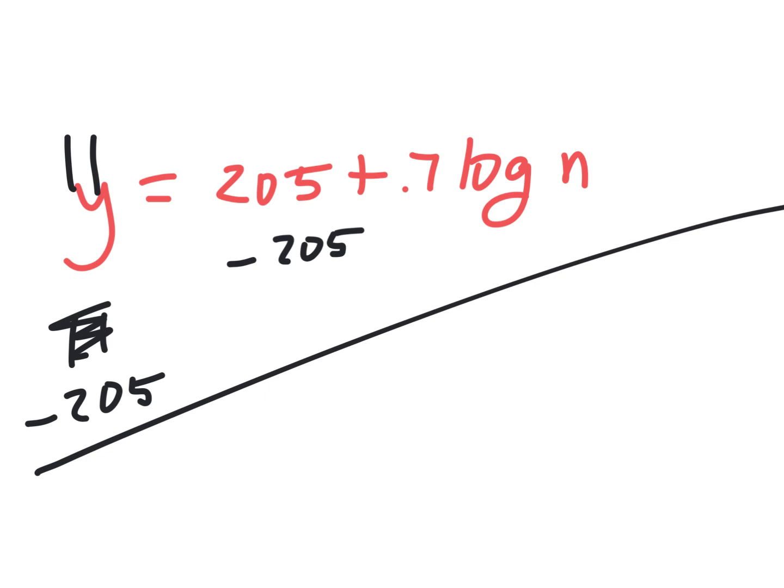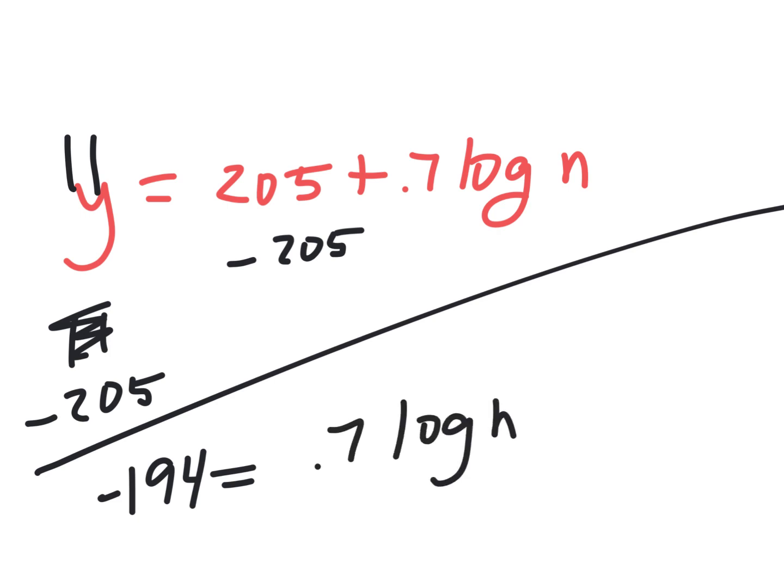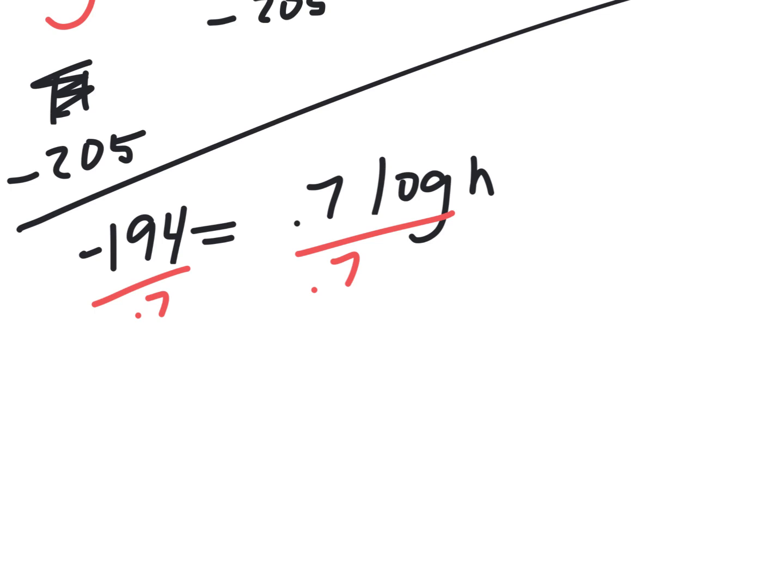I'm subtracting 205 from both sides. What is 11 minus 205? How do we get the 0.7 off of there? Divide by 0.7. Correct. What is 194 divided by 0.7? Notice me not rounding.